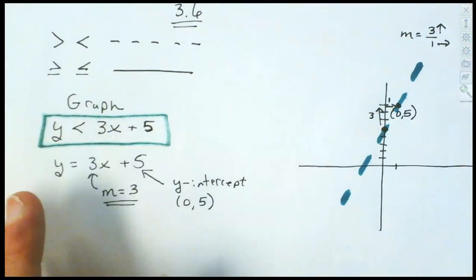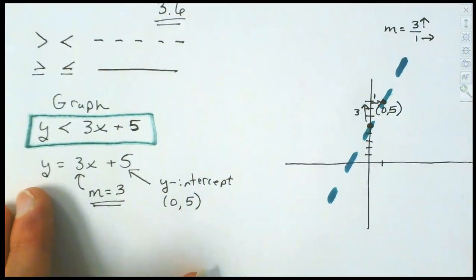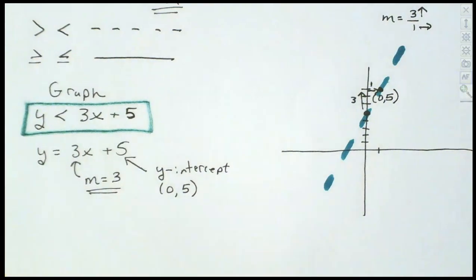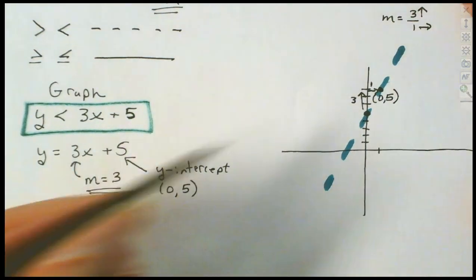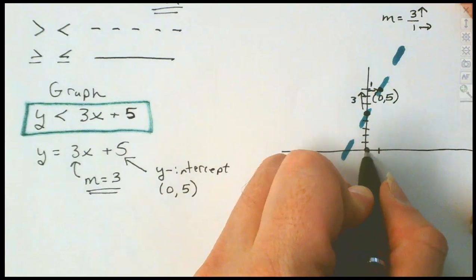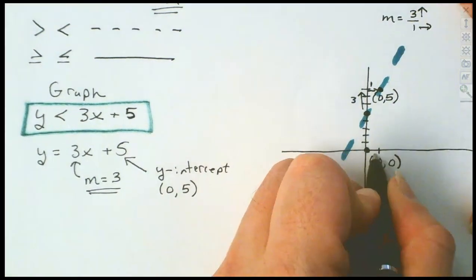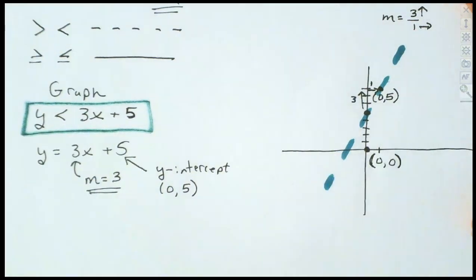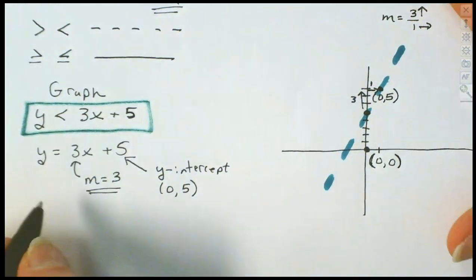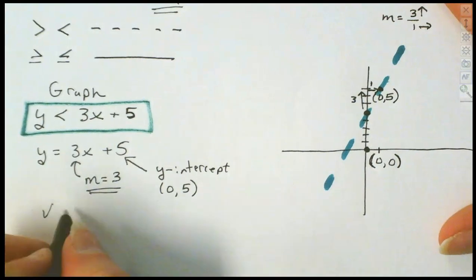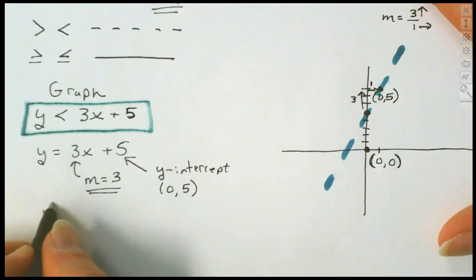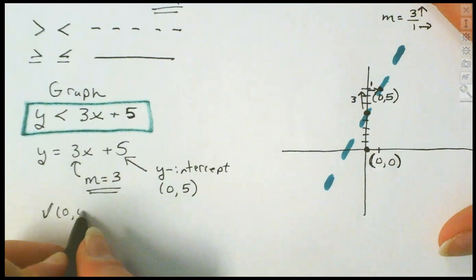Okay, so there it is. There's our graph. Now we do need to figure out where to shade. And so we pick a point that is not on that line. The easiest point to pick is going to be (0, 0). And we'll find our (0, 0). So (0, 0) is right here. And we check that (0, 0) to see if it's true or if it's false.